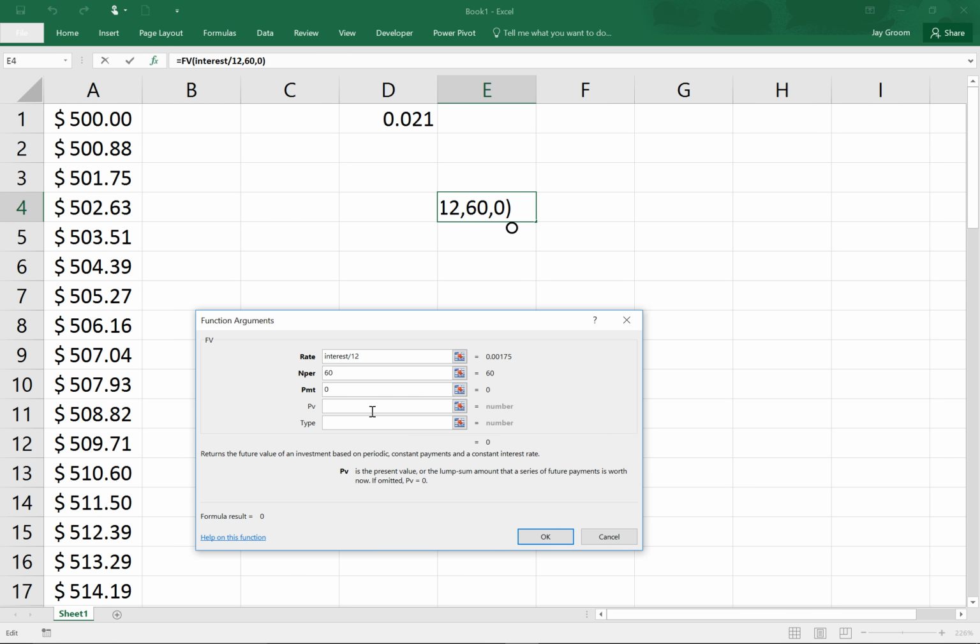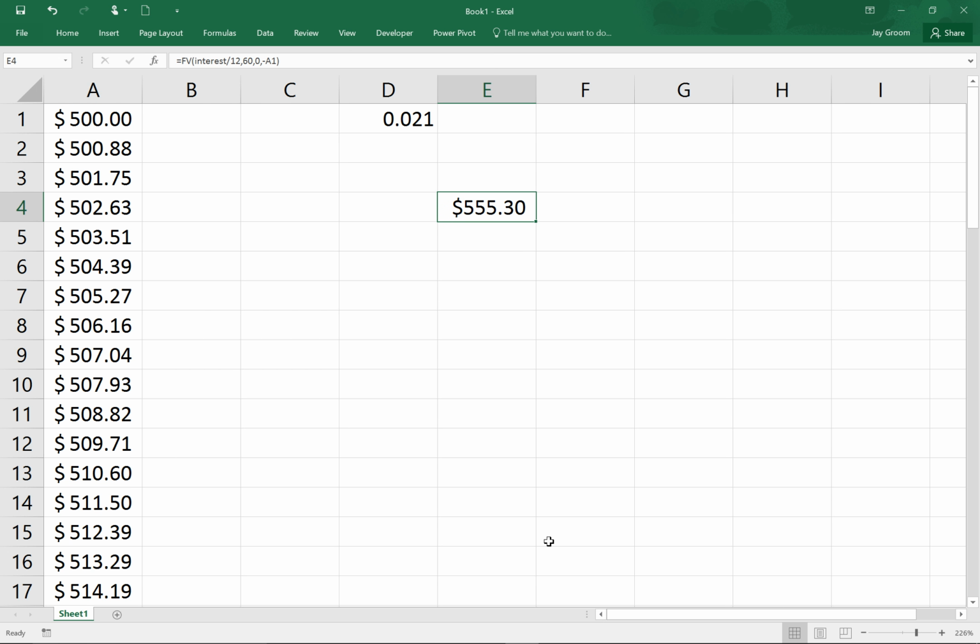Now notice that future value and present value and type are grayed out. It means they're not necessary. Okay? I'm sorry. Neither one of them are necessary. However, if you don't put any money in to start with, you're not going to have any money. So in this case, we need to put in a present value. So negative A1. Now, if you don't do the negative, you'll get a negative answer. So all it does is make the answer positive.